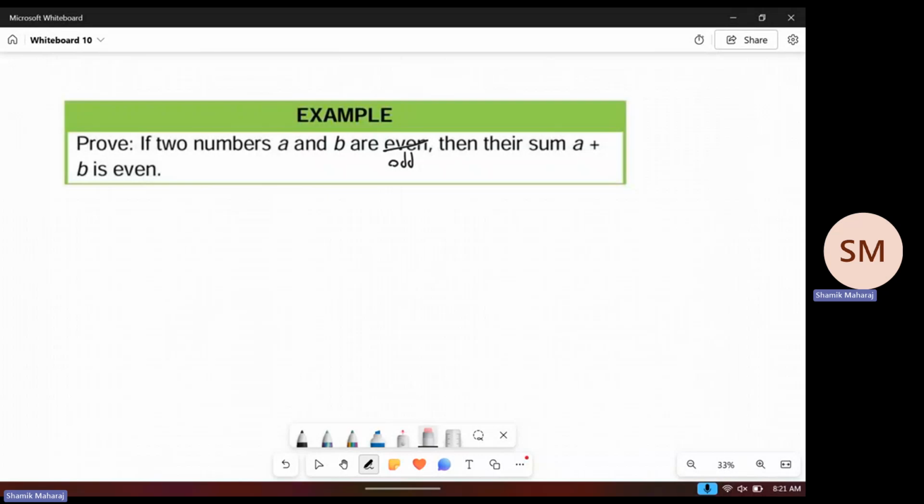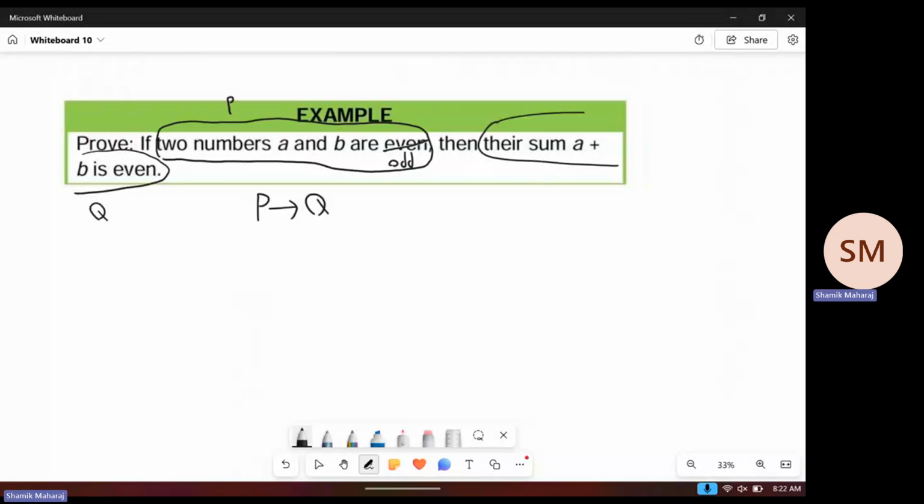Okay, guys, anyone manage to get it? Anyone manage to get the example? Okay, so this one is not too difficult. Let me just do it for you guys since it's early in the morning. If two numbers A and B are odd, that's our first statement, that's our P. Then the sum A plus B is even, that's our Q. So assuming P, we need to prove Q.